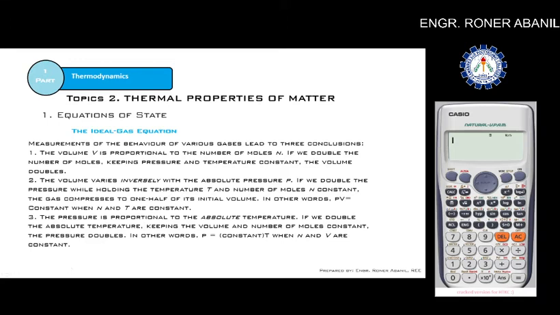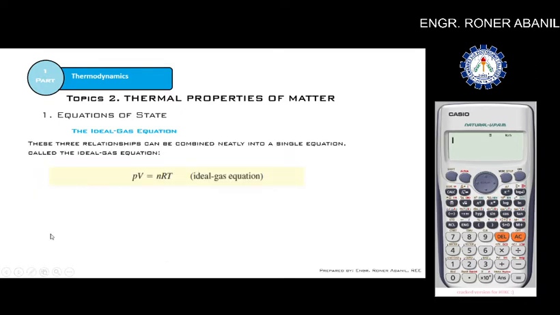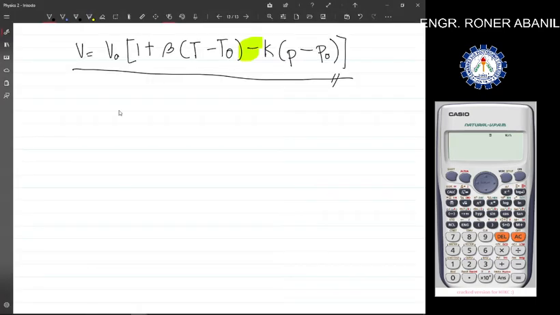Okay? So, pangatlo is, the pressure is proportional to the absolute temperature. If we double the absolute temperature, keeping the volume and the number of moles constant, the pressure doubles. In other words, P is equal to a constant times T when n and V are constant. So dito, may lalabas na equation, no? So this relationship can be combined neatly into a single equation na kung tawagin natin ay yung ideal gas equation. This is PV equals nRT. Ayan. Okay? So, dito, yung PV equals nRT.